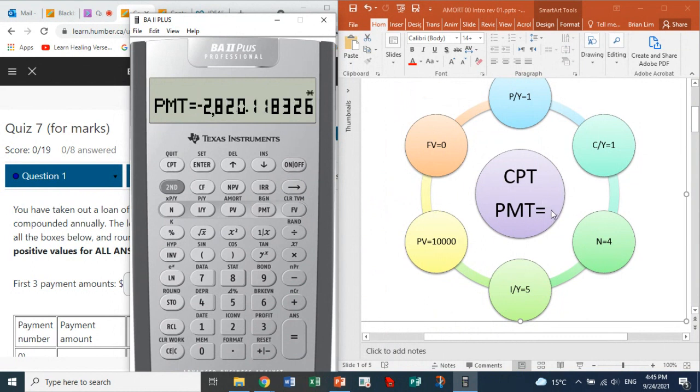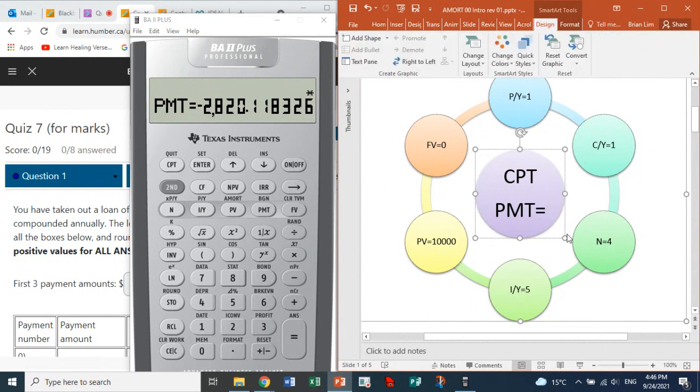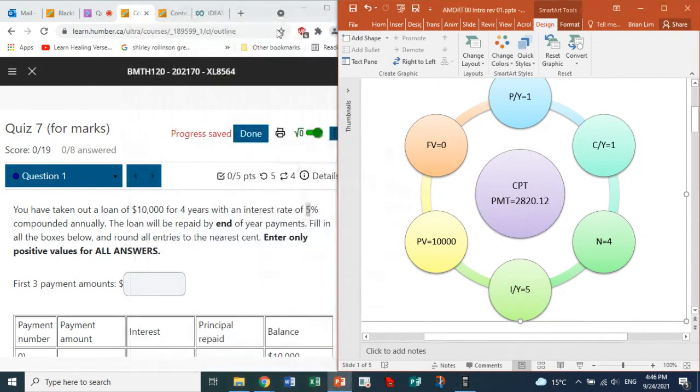The payment works out to be 2820.12. Right, so that would be the payment. That's the payment we're making. All right, let's put away the calculator for now, and there we are.